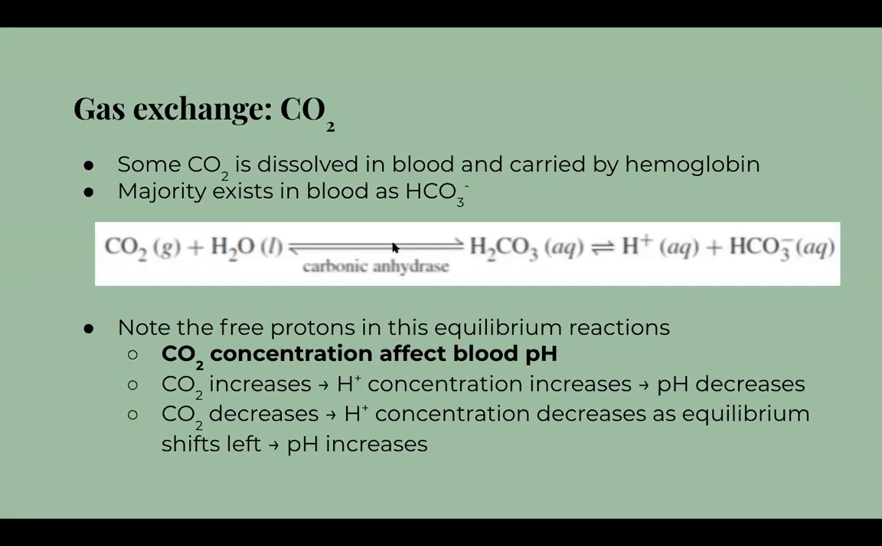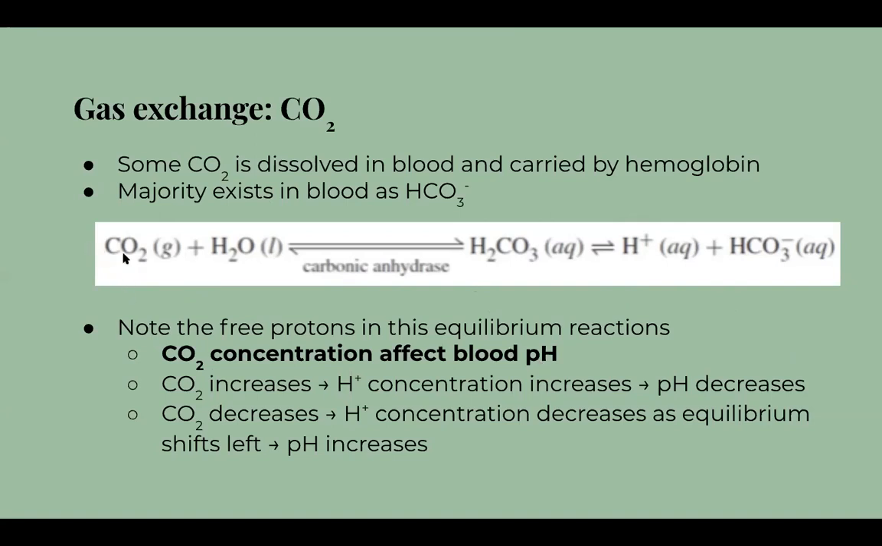This is the reversible reaction that generates carbonic acid and then the bicarbonate ion. Sorry, bicarbonate ion, not carbonate. You have this enzyme called carbonic anhydrase that catalyzes this reaction. What you can notice is that the concentration of carbon dioxide changes the concentration of protons in the blood, and proton concentration affects pH. So all this is to say, CO2 concentration in the blood is able to change blood pH.